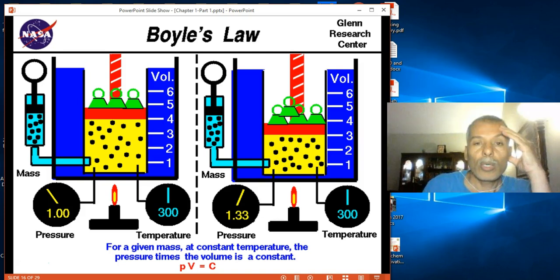Now, what is the only thing that is different? Look at the pressure value. This has 1 point pressure. This has 1.33. So which one has more pressure? Obviously the one on the right, because it has less volume and the same amount of air.